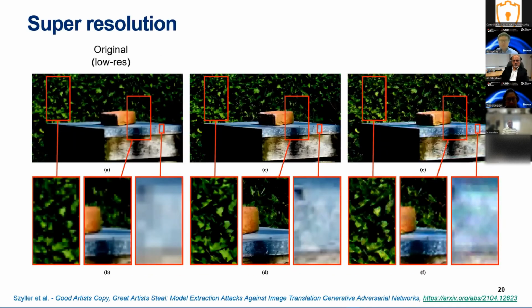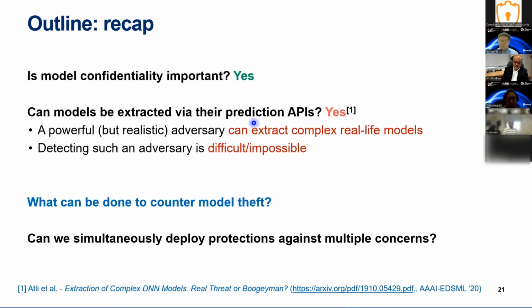Similarly, it's not just translation. There are also super resolution models where you take an image and then refine it so that it becomes sharper. Again, one of these is the victim, the other one is the stolen model, and they effectively perform the same way.